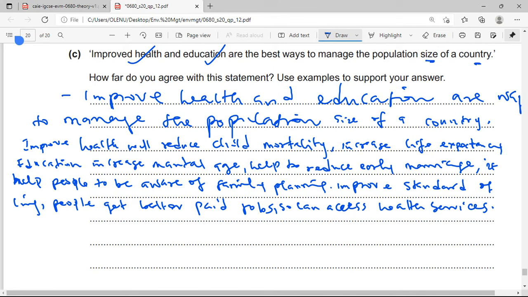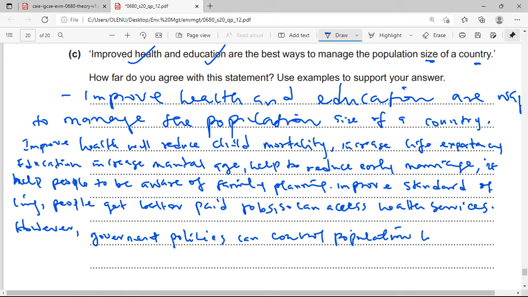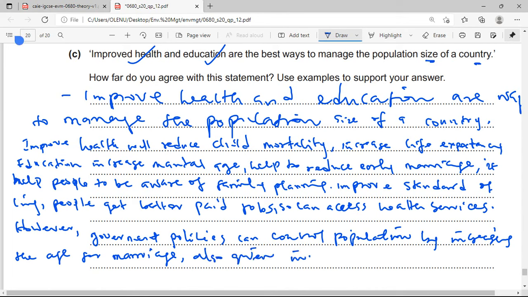That's it. And so I have been able to explain on health and education. Now you can come and put however, government can also increase the age for marriage. Government policies can control population by increasing the age for marriage. Also giving incentives to help increase population, to help increase birth rate.